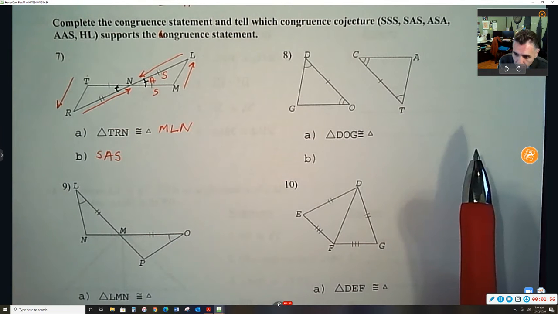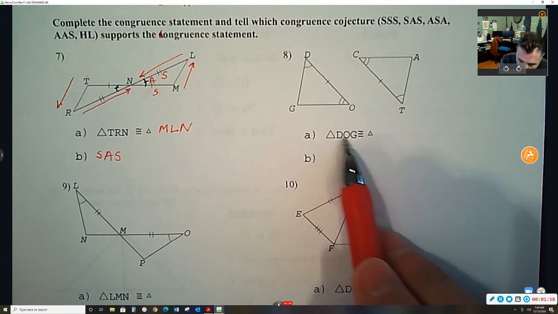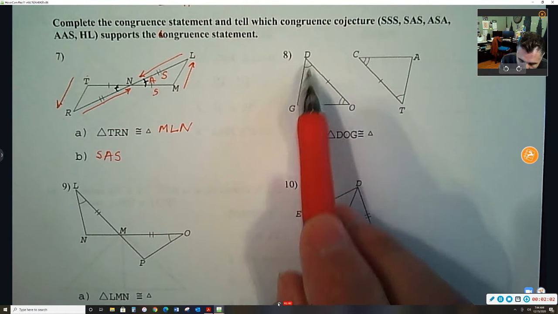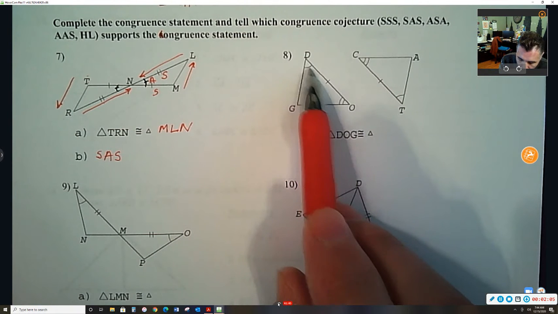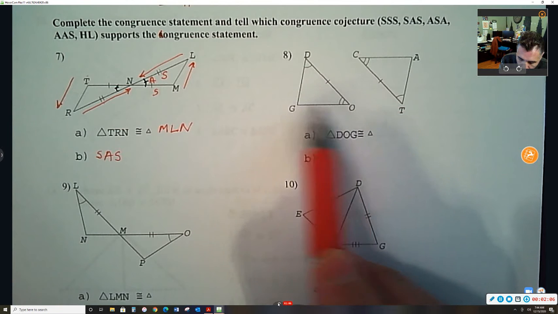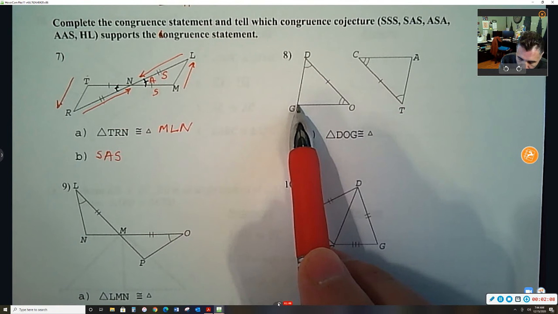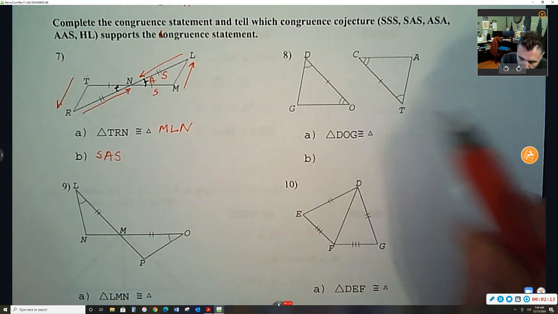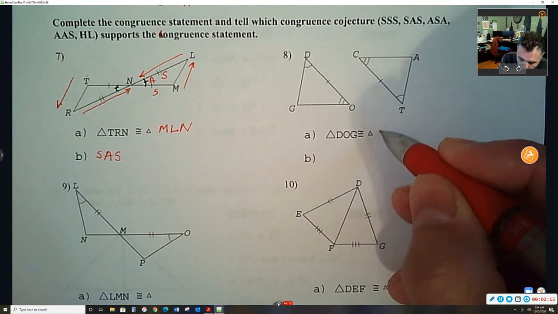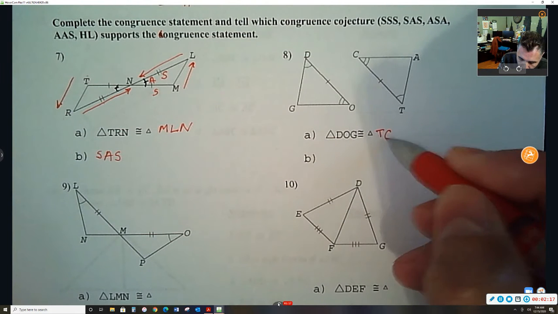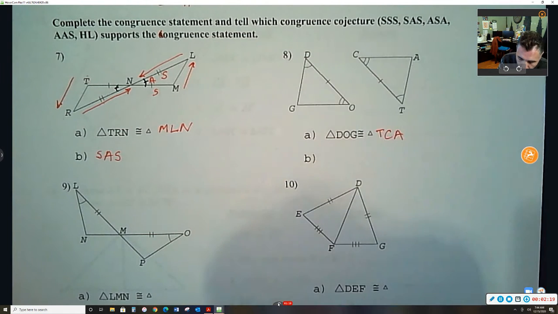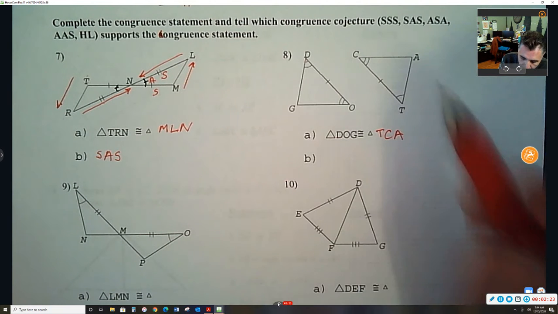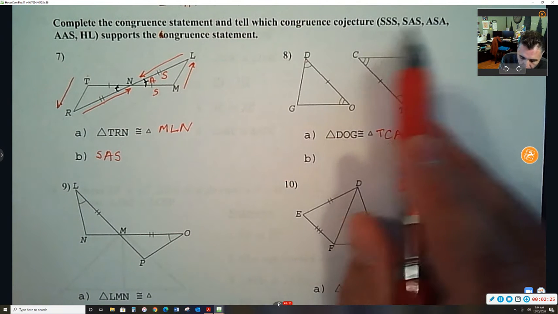So if we move on to the next one, same thing. DOG. This one's a little bit easier to figure out. D has 1 mark, O has 2 marks, and then G doesn't have any. So it goes 1 mark, 2 marks, no marks. So if you go to the other triangle, T has 1 mark, C has 2 marks, and then A has no marks. Right? And then again, the markings kind of help us find the congruence conjecture.